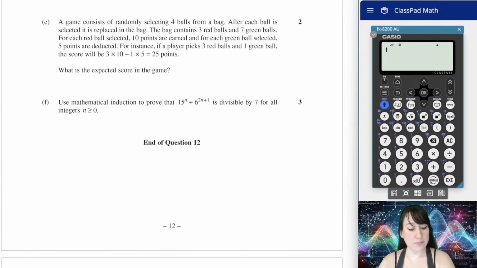Question 12e. A game consists of randomly selecting 4 balls from a bag. After each ball is selected, it is replaced in the bag. The bag contains 3 red balls and 7 green balls. For each red ball selected, 10 points are earned, and for each green ball selected, 5 points are deducted. For instance, if a player picks 3 red balls and 1 green ball, the score will be 3 times 10 minus 1 times 5, 25 points. What is the expected score in the game?